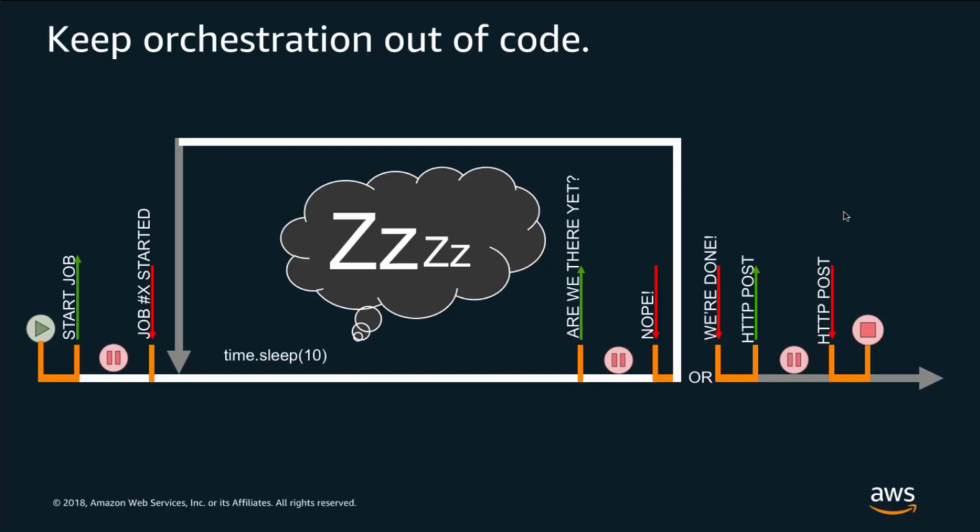Another is that today Lambda functions have a maximum time limit of 5 minutes. So if you're doing some sort of chained Lambda function workflow, the entire workflow has a maximum timeout of the 5 minutes of that first Lambda function.